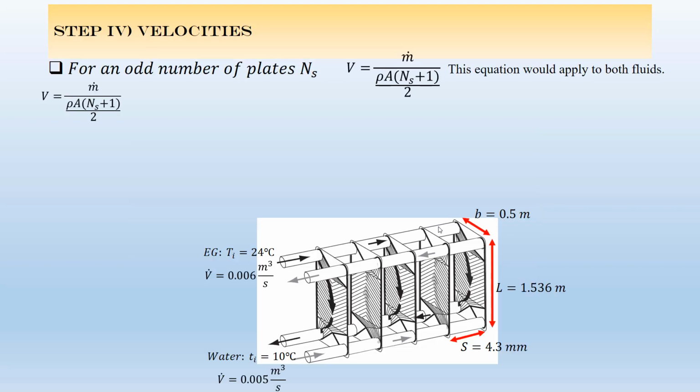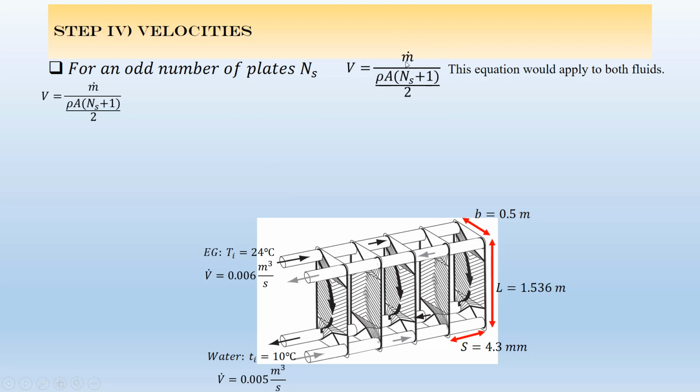Now, the next step, look guys, you need to find the exit temperature. To find the exit temperature, you need to find the overall heat transfer coefficient. To find the overall heat transfer coefficient, you need to have HI and HO. To have HI and HO, you need to find the Nusselt number. To find the Nusselt number, you need to have the Reynolds number. To find the Reynolds number, you need to find the velocity. For the velocity, we have two cases, depending on the number of plates. For the odd numbers, if you have a plate and frame heat exchanger with odd numbers of plates, you can use this correlation for both two fluids.